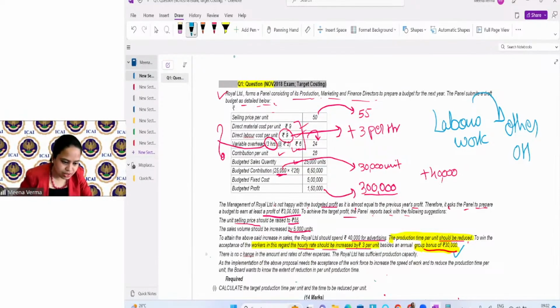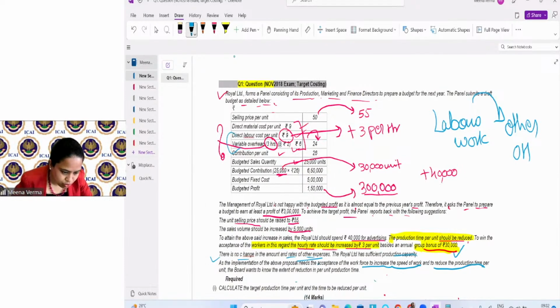Then there is no change in the amount or rate of other expenses. The Royal Limited has sufficient production capacity, as the implementation of the above proposal needs the acceptance of the workforce to increase the speed of work and to reduce the production time. Look, when the speed of work increases, the efficiency of labor will increase, and the production time will decrease. So labor will produce the goods quickly, and accordingly you will manage to save your overhead cost also. These overhead costs will also be reduced.